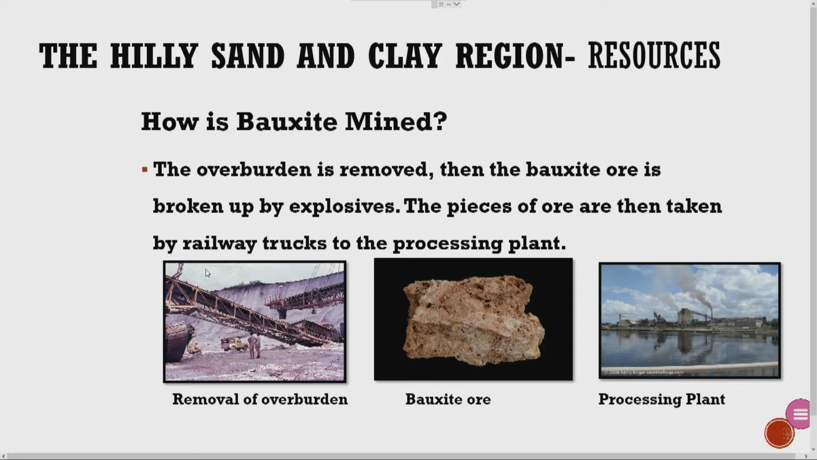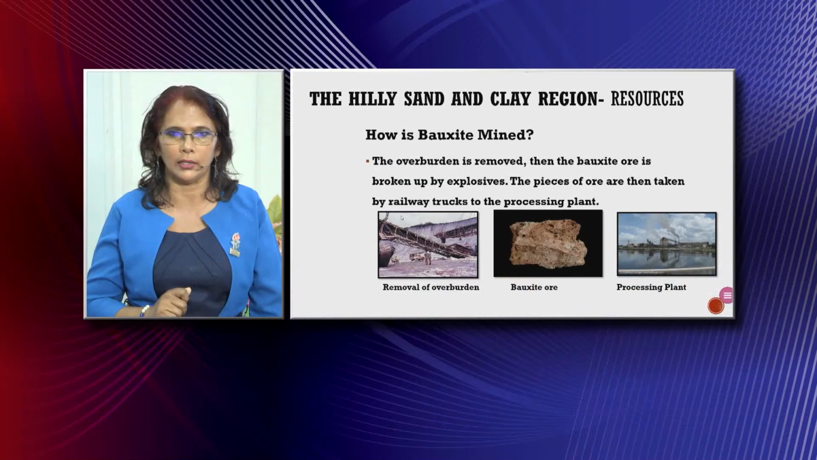Let's go over that again, how bauxite is mined. The overburden is removed, then the bauxite ore is broken up by explosives. The pieces of ore are then taken by railway trucks to the processing plant.